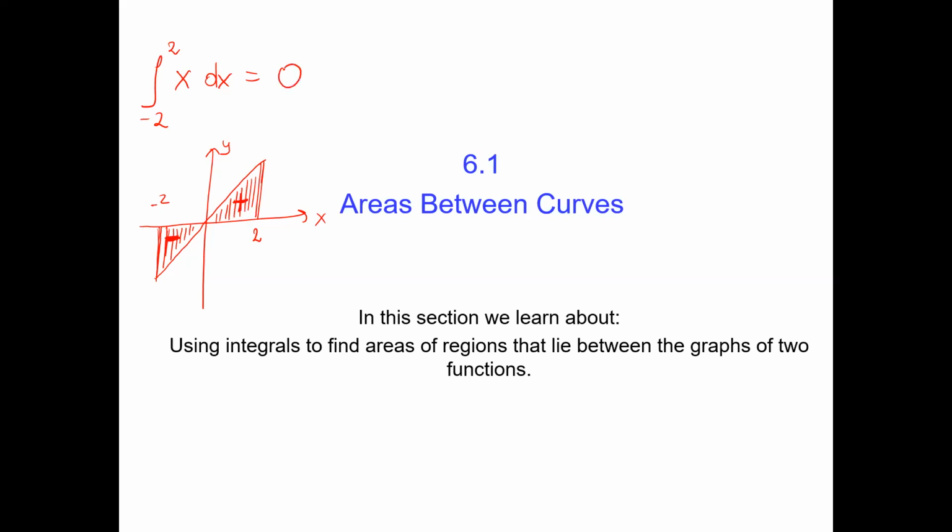That's what we would like to avoid. If the question asks, find the area of the region which is bounded by the function y equals x and the x-axis, then we need the area of this and we need the area of this. We actually have two triangles and the answer will be positive. We simply have to set up a different integral.